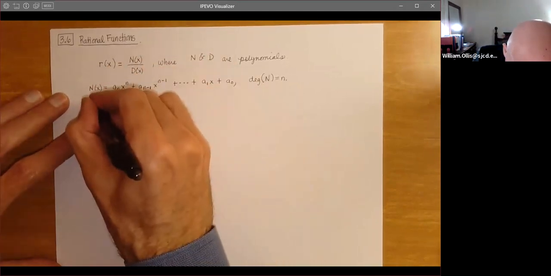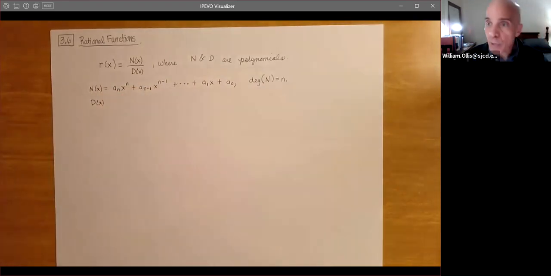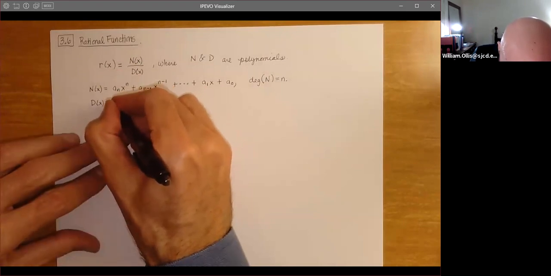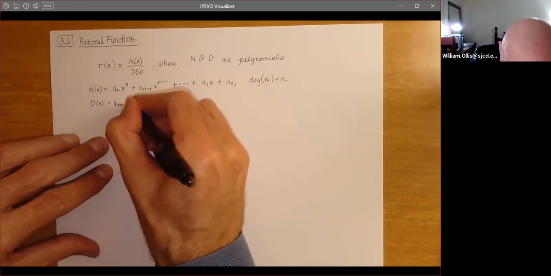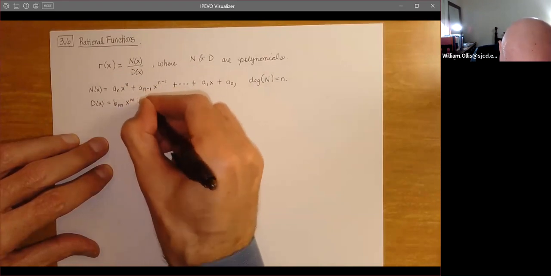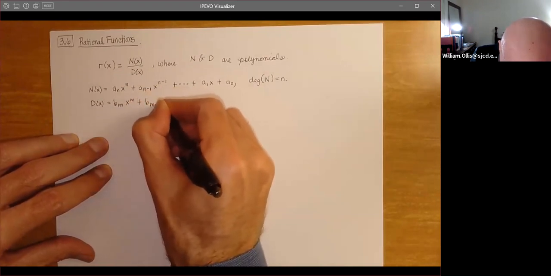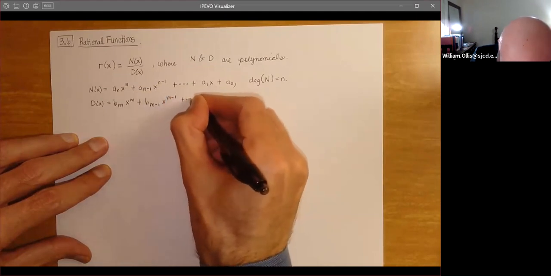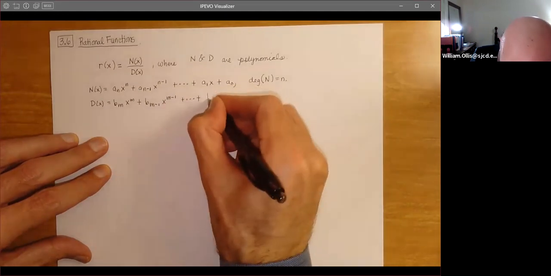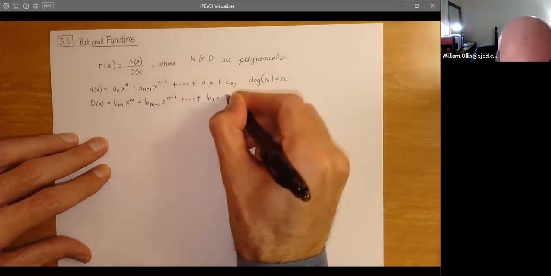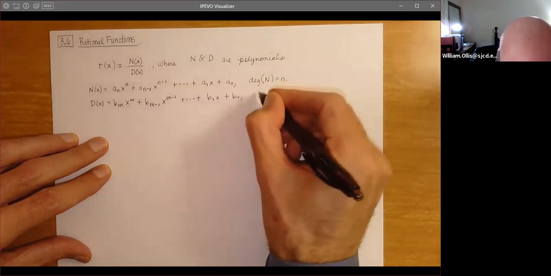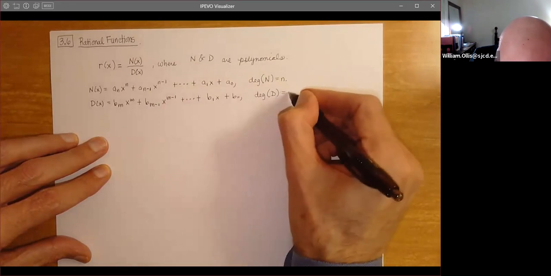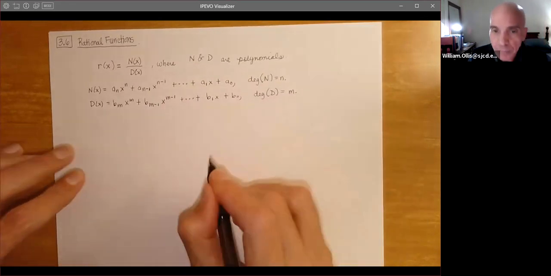And then, of course, d of x could be written, and we don't necessarily have the same coefficients. So we could say b sub m x to the m plus b sub m minus 1 x to the m minus 1. And of course, we can descend to the linear term b1 x plus b0. And here, of course, the degree of the denominator polynomial would be m by definition.